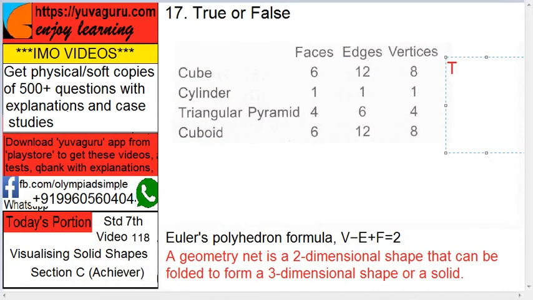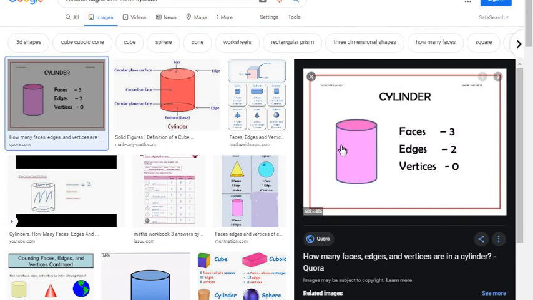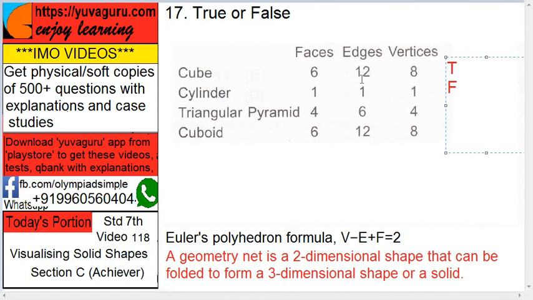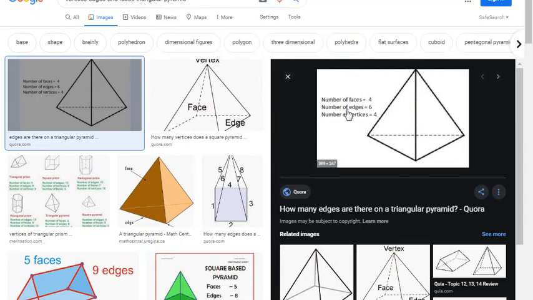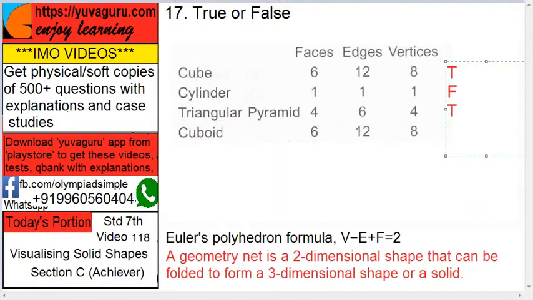Next, cylinder. There are 3 faces, one top, one bottom and this circular face. Edges, 2 edges, on these corners, and vertices means points, no vertices. So for cylinder it is false because the edges are 2, vertices are 0 and faces is also wrong. Triangular pyramid. Number of faces 4, number of edges 6, number of vertices 4. So triangular pyramid is true.